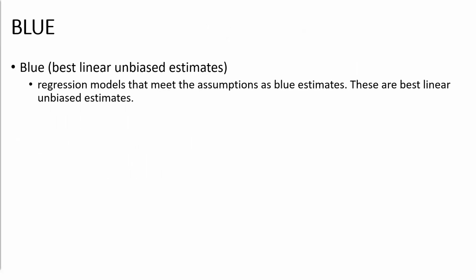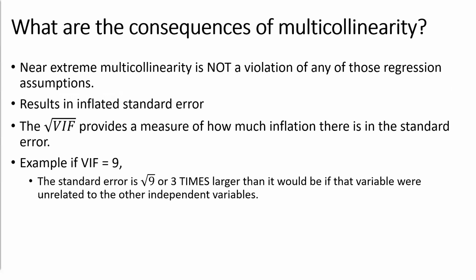Allison talks about BLUE measures, and when you see that term in statistics, we're talking about best linear unbiased estimates. So we are looking for regression models that meet the assumptions that we've talked about the last couple of weeks. And those that meet those assumptions are called BLUE estimates. They are the best linear unbiased estimates. What's important to know about multicollinearity is that it is not a violation of any of those regression assumptions. So it doesn't violate any of our regression assumptions. What it does, though, is it gives us an inflated standard error value.